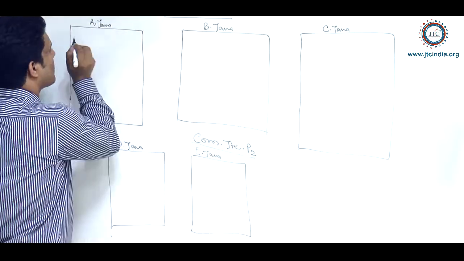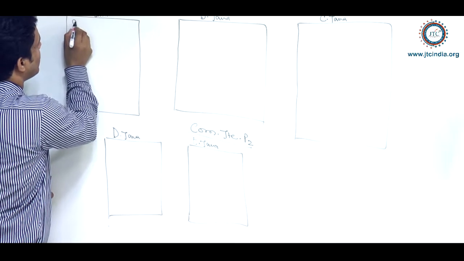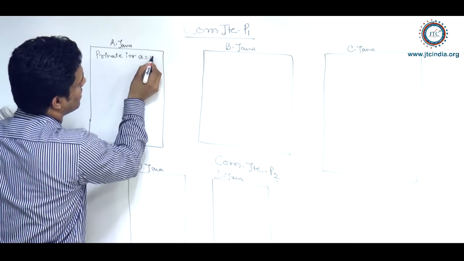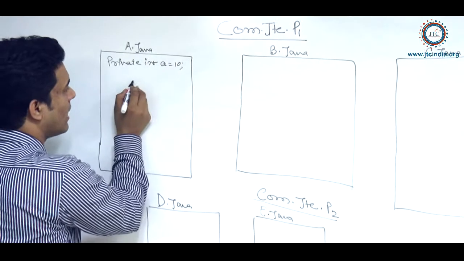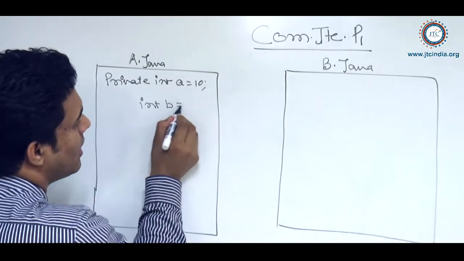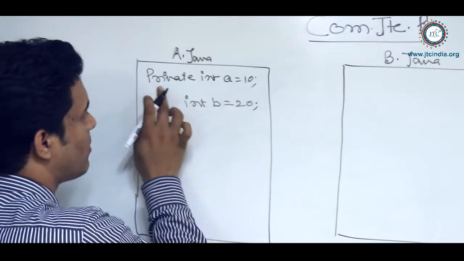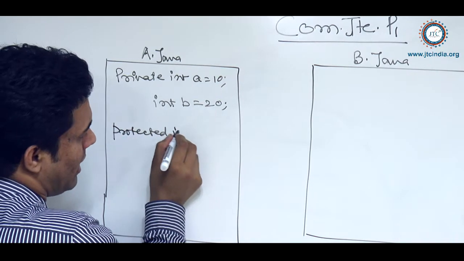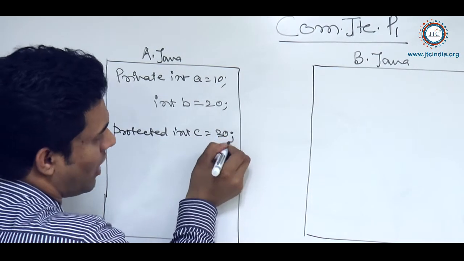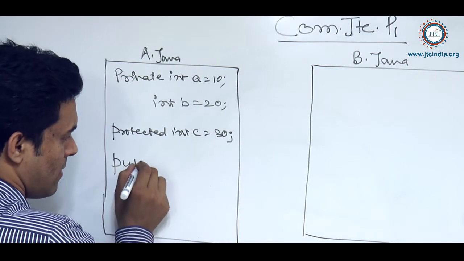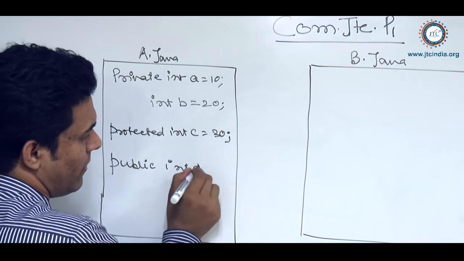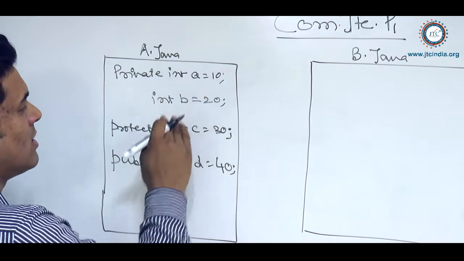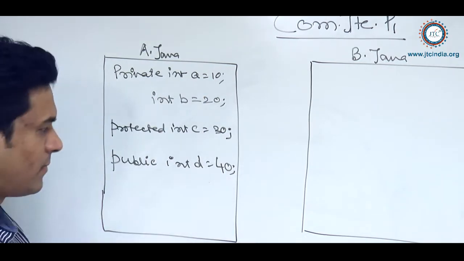In class A, I am declaring some variables: private int A is equal to 10, then int B is equal to 20, which is default. Protected int C is equal to 30, and public int D is equal to 40. These A, B, C and D variables we have.